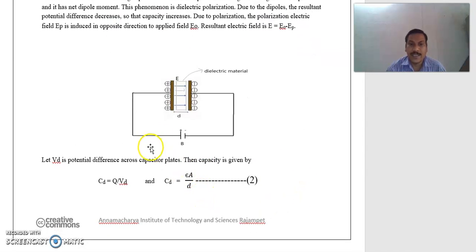So, we discussed that we take one capacitor and keep one dielectric material between the two capacitor plates. Then the electric lines penetrate through the dielectric material, and the dielectric material is polarized. Next, dipoles are produced in the dielectric material. So, in the direction opposite to the applied electric field, the polarization electric field EP is formed. Then the resultant electric field capital E is equal to E naught minus EP.